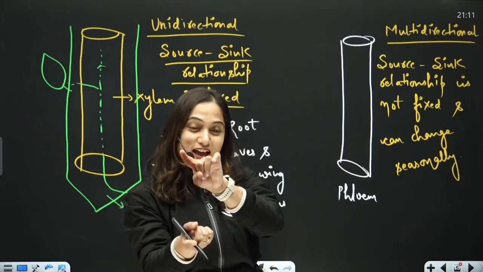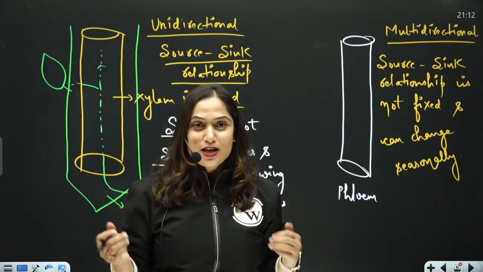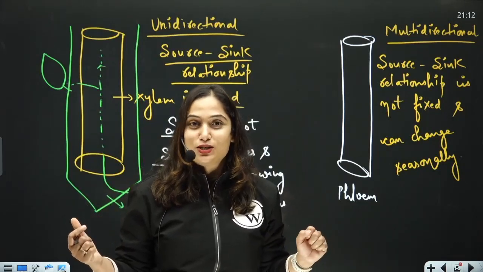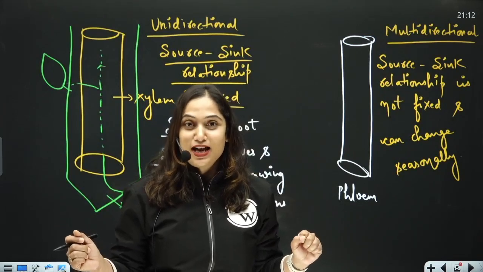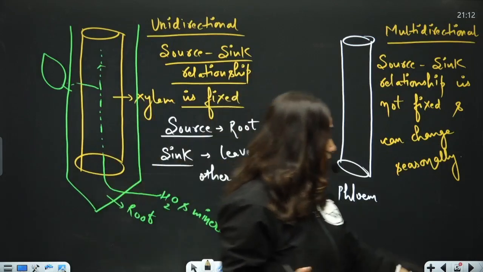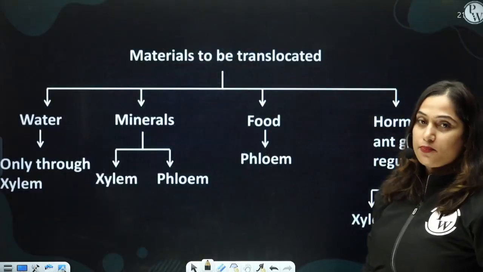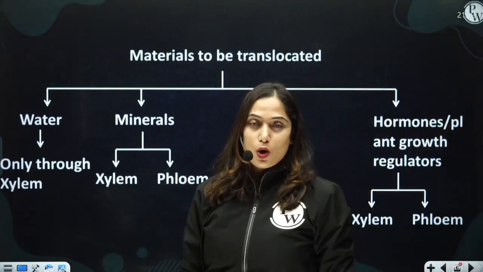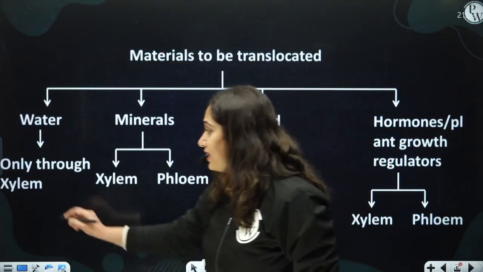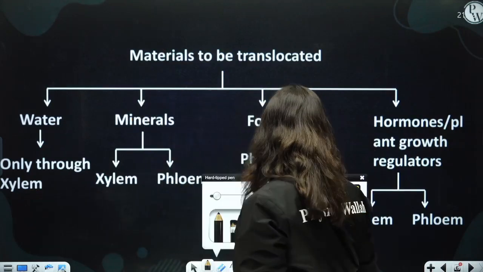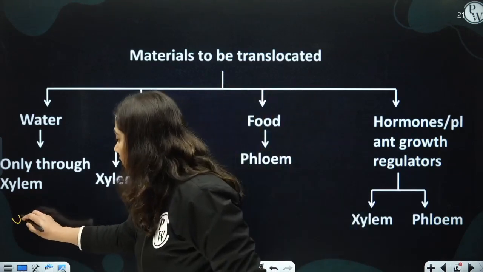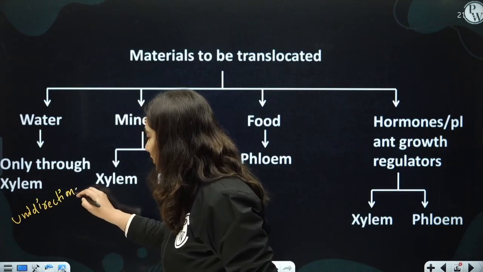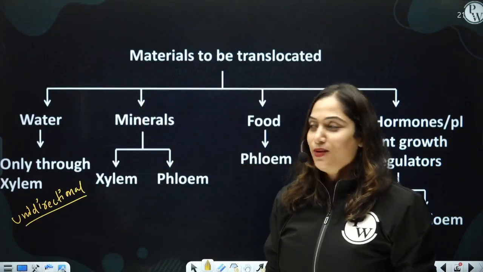So the source has changed now. So the source to sink relationship is not fixed in case of phloem. It changes from season to season. That is why it is multidirectional. Clear? Now let's discuss what are the materials that get translocated through xylem and phloem. Water. Water will always be translocated through xylem, and that too only in unidirectional manner, always in unidirectional manner, because water will always go from soil towards the different parts of the plant.